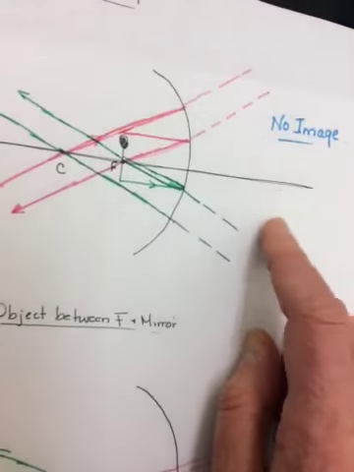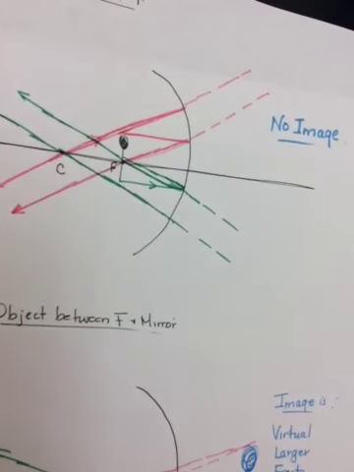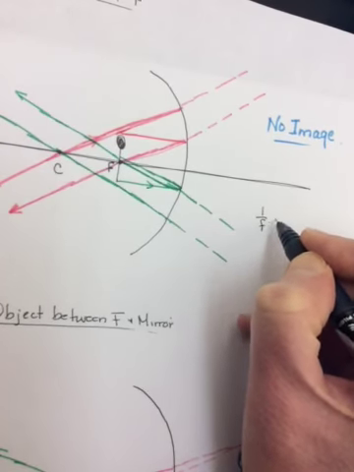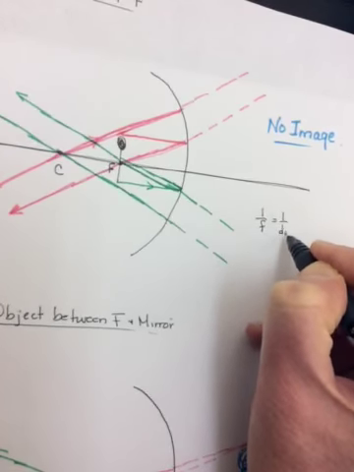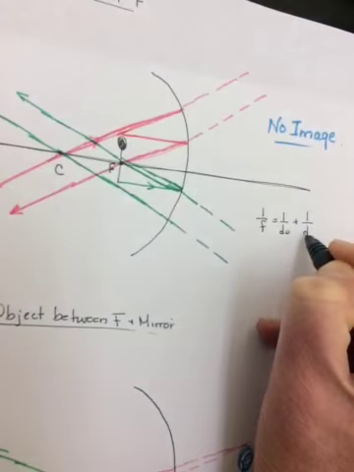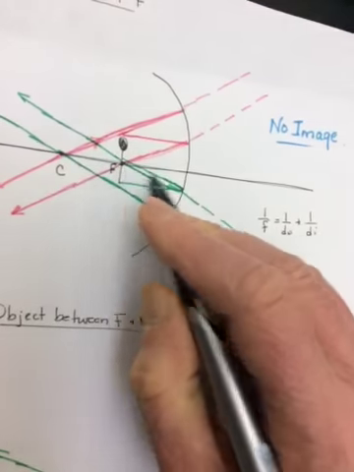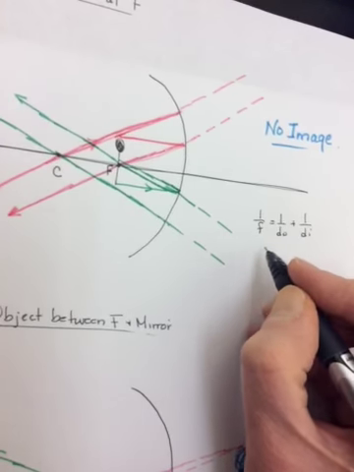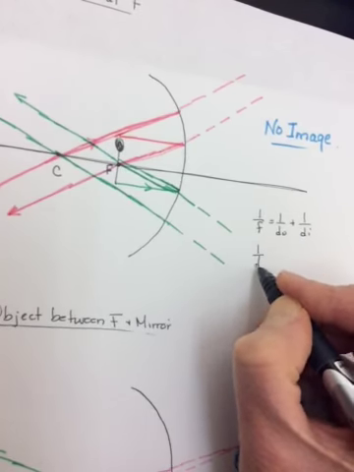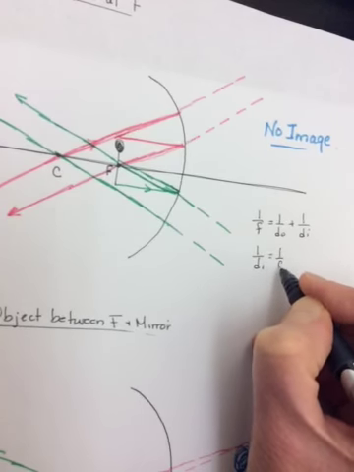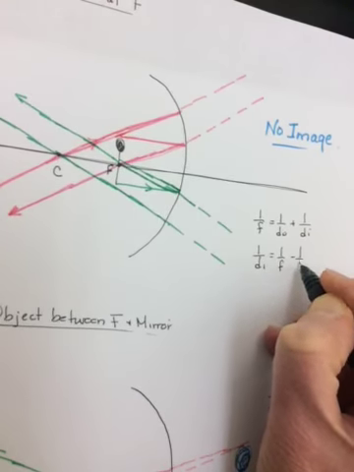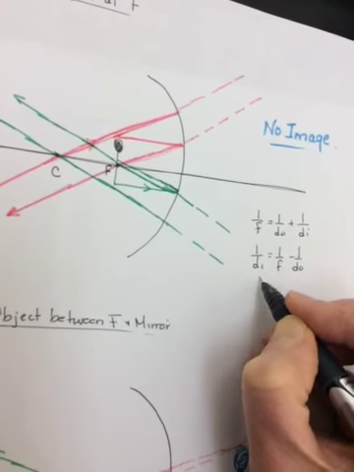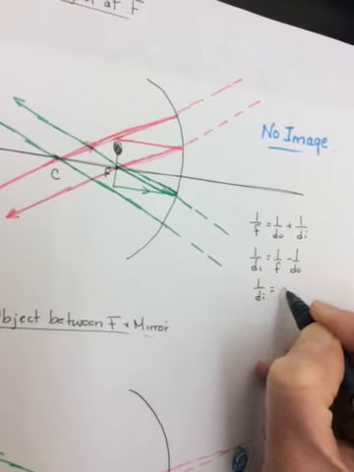Now to explain this one, think about the equation. If you think about the mirror equation, 1 over F is equal to 1 over dO plus 1 over dI. If I put the object at F, F and dO are the same thing. So if I'm solving for dI, 1 over dI would equal 1 over F minus 1 over dO, but this side is 0. So 1 over dI equals 0.